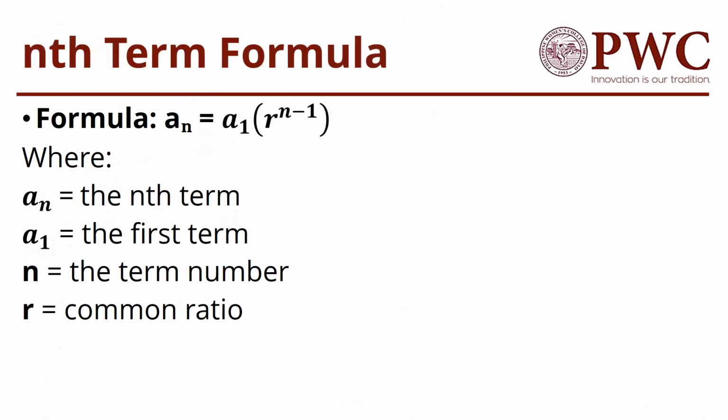There is also a formula for the nth term for geometric sequence. And the formula for that is a sub n is equal to a sub 1 times the common ratio r raised to the power of n minus 1. Where a sub n is the nth term, a sub 1 is the first term, n is the term number, and r is the common ratio.